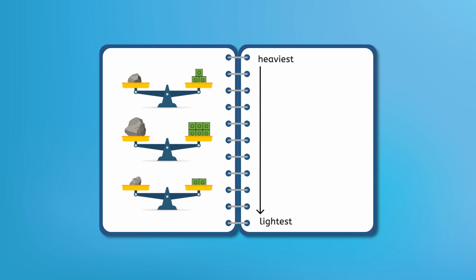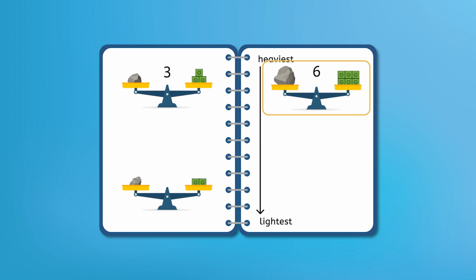Let's take a look at the first rock. How many snap cubes do you count? 3. This rock weighs 3 snap cubes. How about this rock? How heavy is it? Good thinking. This rock weighs 6 snap cubes. If this rock weighs 6 snap cubes and this rock weighs 3 snap cubes, which rock is heavier? This one, because 6 is more than 3.